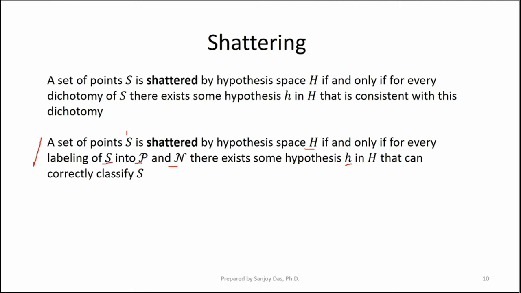And by labeling, what I mean is all possible permutations of pluses and minuses. If you have 4 points, there are 2 to the 4 possible ways you can label the points into pluses and minuses. And all 2 to the 4 cases must be able to be divided correctly by the hypothesis. An example will make it clear.